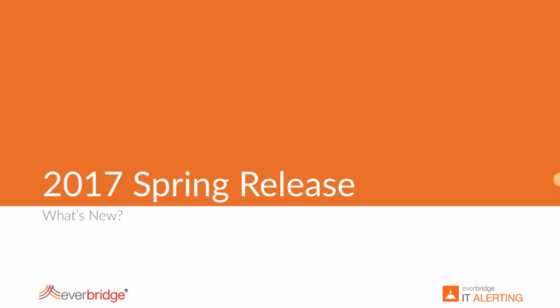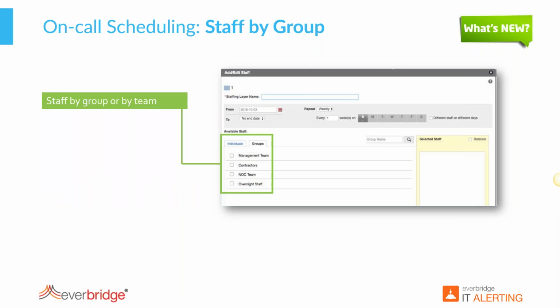Okay, so Spring Release 2017, what's new? I'm going to start with on-call schedules. So what is new around on-call schedules? Just for those of you who are still new to IT alerting, on-call scheduling comes with IT alerting, and it's the module that gives you the ability to manage people's on-call shifts and escalation.